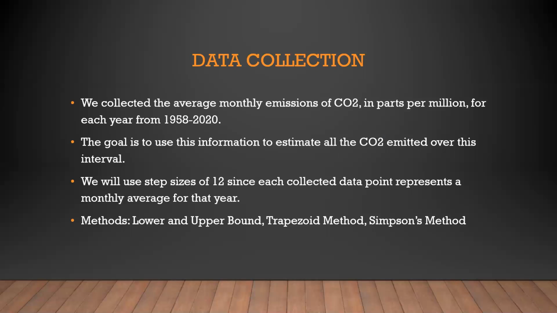With this, we are going to be using step sizes of 12 since each collected data point represents a monthly average for that year. With the step size of 12, we'd then be able to have a rough estimate of a yearly average. And the methods we're planning to use are lower and upper bounds, trapezoid method, and Simpson's method.